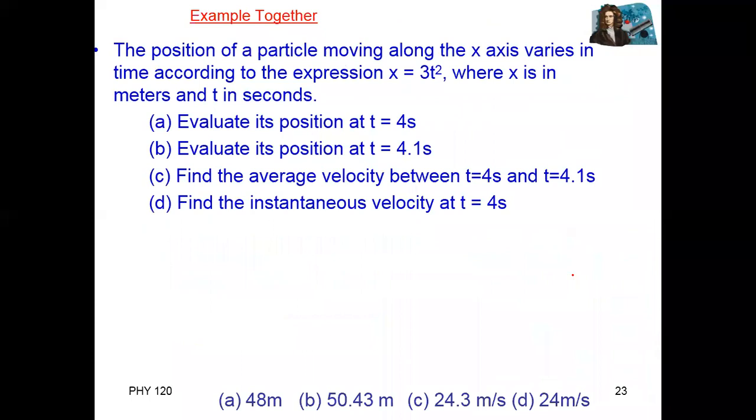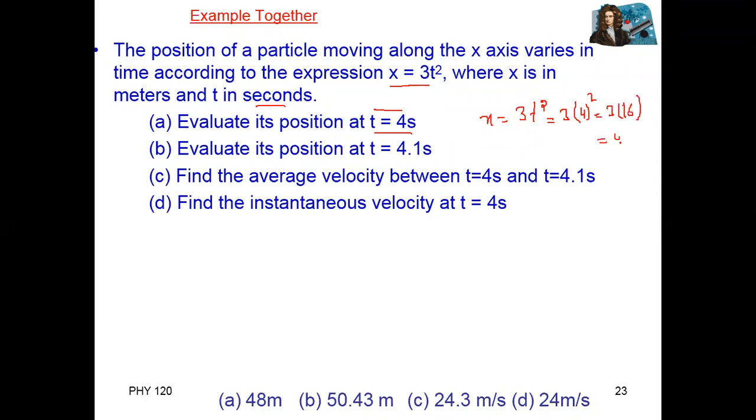Position is given, x is equal to 3t squared, where x is in meters and t is in seconds. This means that position depends upon t squared. So what about its position after 4 seconds? x is equal to 3t squared. Now if t is 4 seconds, 3 times 4 squared equals what? 3 multiplied by 16 equals what? 48 meters. This is distance or displacement.